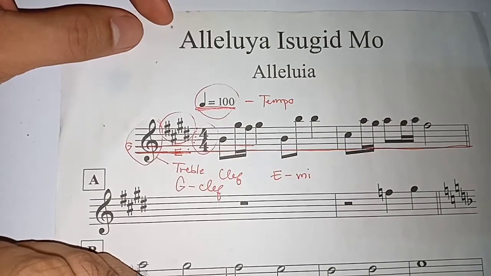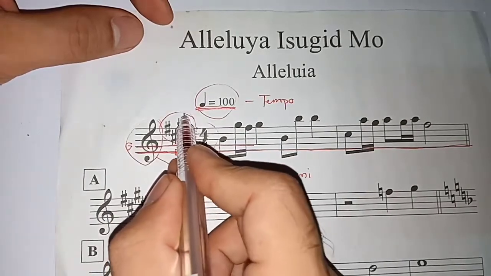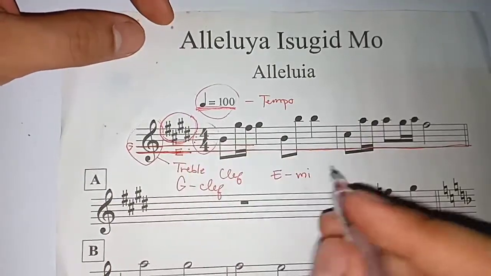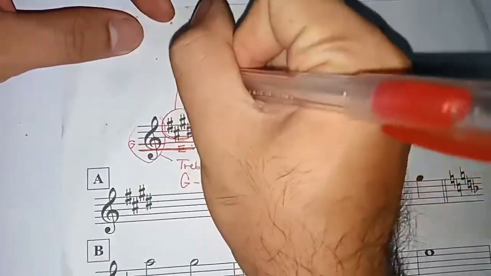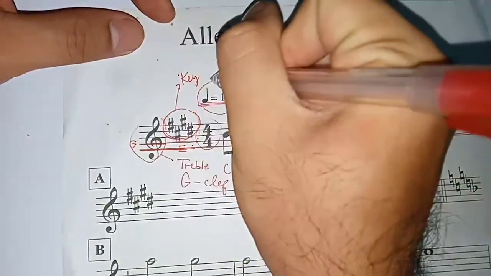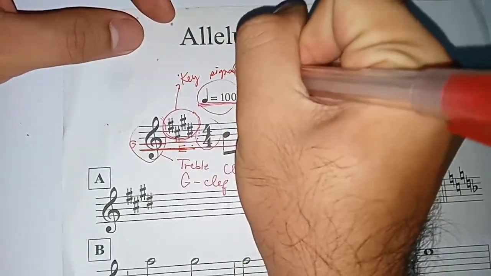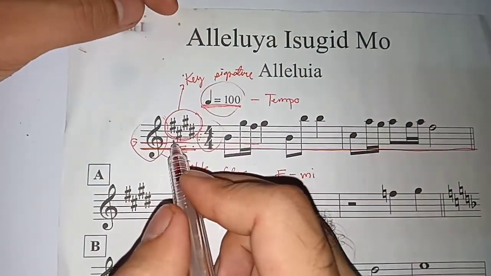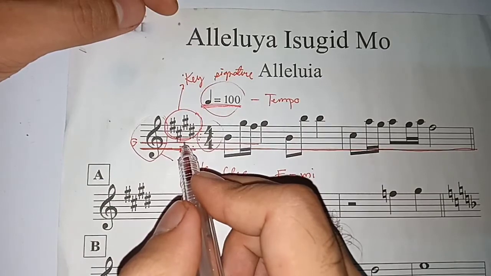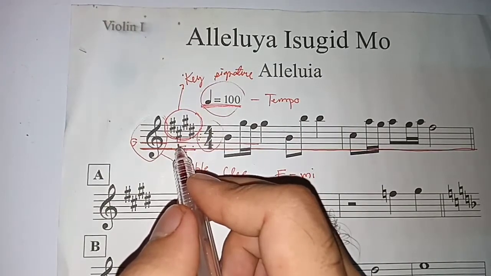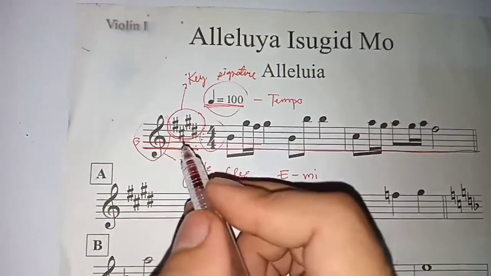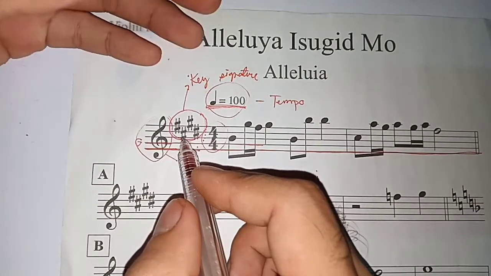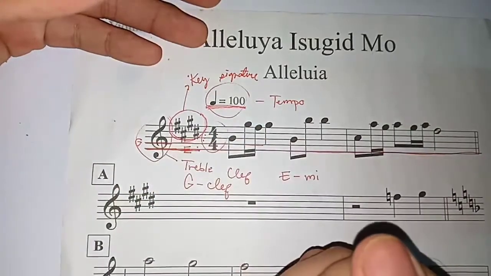The third symbol is this one. What do you call this one? This is a key signature. You have to remember this one. There is also a certain way of determining the key signature in a musical score, but we are not going to tackle that yet because it's quite complicated. We have to understand the basics first.